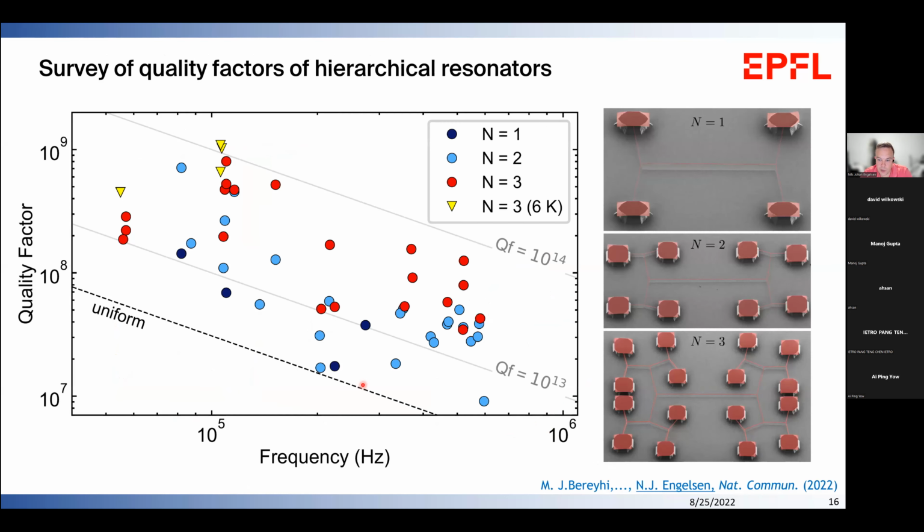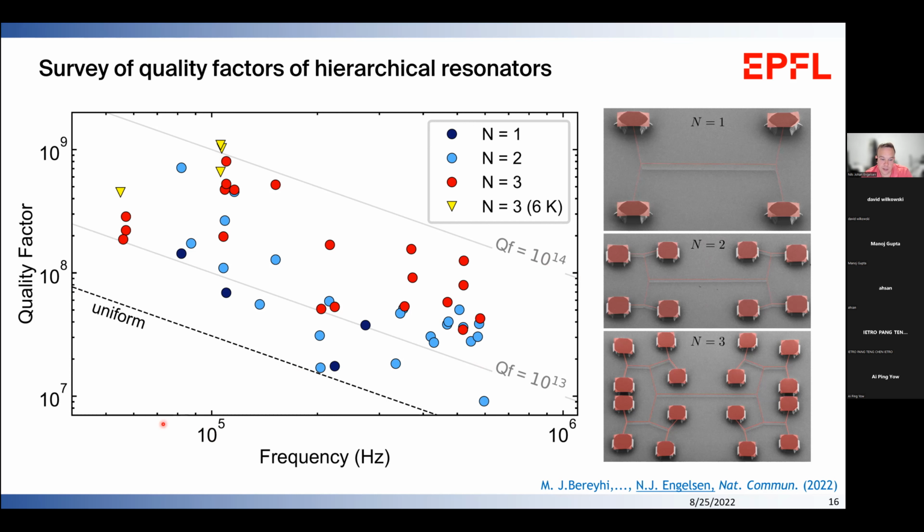We made a range of these structures with different numbers of branching points. The more branches you have, the higher the quality factor should be. This trend is also generally observed in the experiment. So this is a survey of many of the devices that we fabricated. You can see that as we increase the branch number, the Q goes up, and that we can reach with this technique quality factors up to 1 billion at room temperature at around 100 kilohertz frequencies.